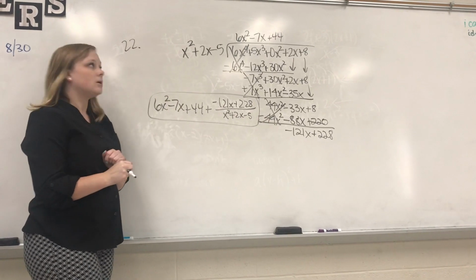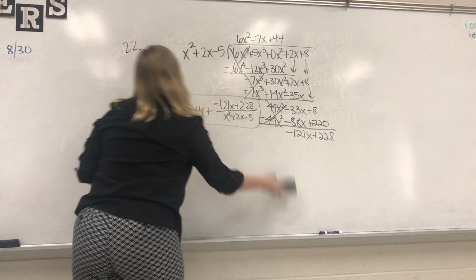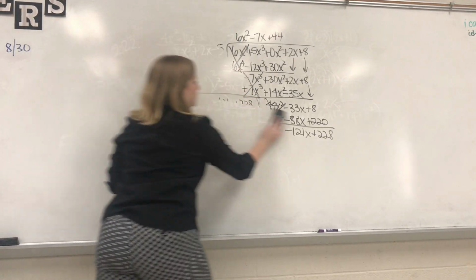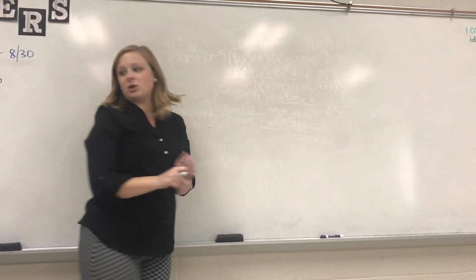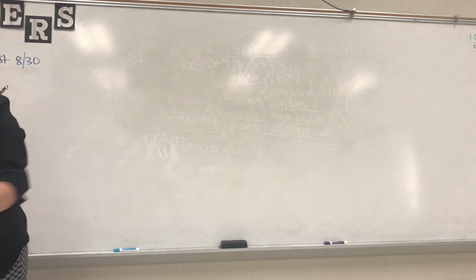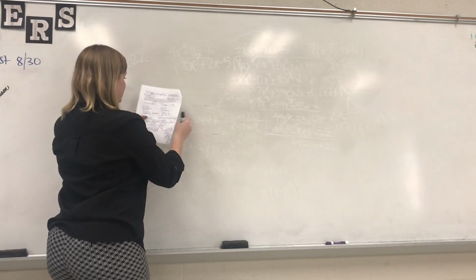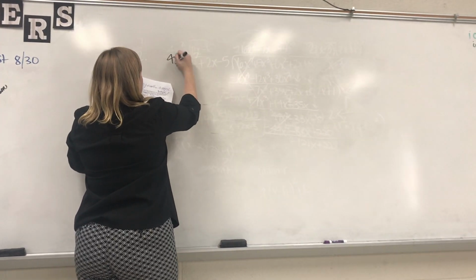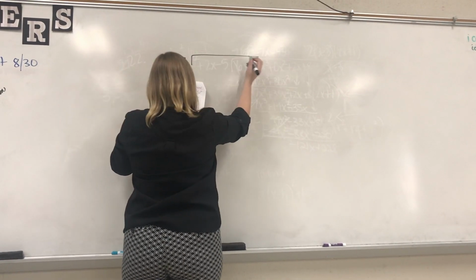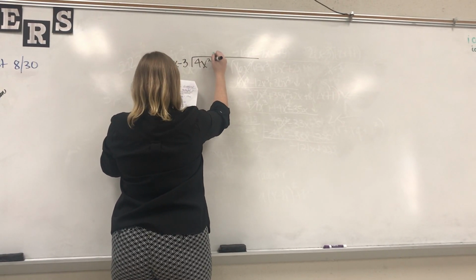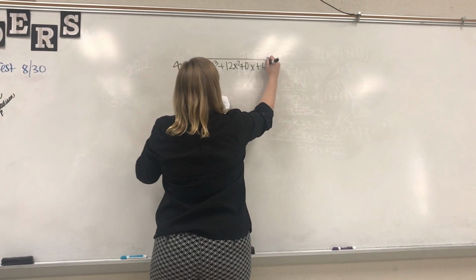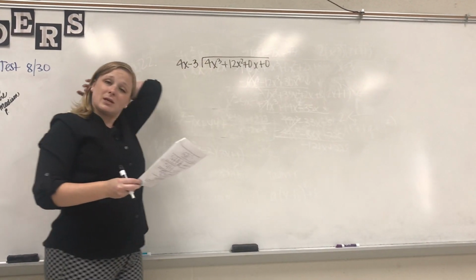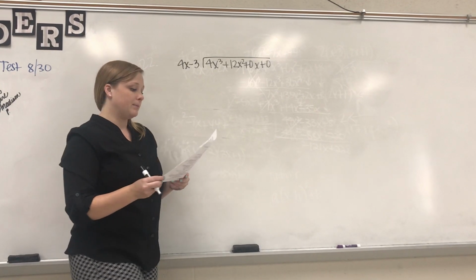Okay, all right, 23. Alright, so this is the one I was talking about in class that you will get a fraction on. I don't think there's a fraction one on the test, but I honestly can't remember. So 4x minus 3 goes on the outside. I'm dividing that into 4x cubed plus 12x squared. I don't have a 0x and I don't have that 0 term, so I'm just going to put them on at the end so I don't forget them.